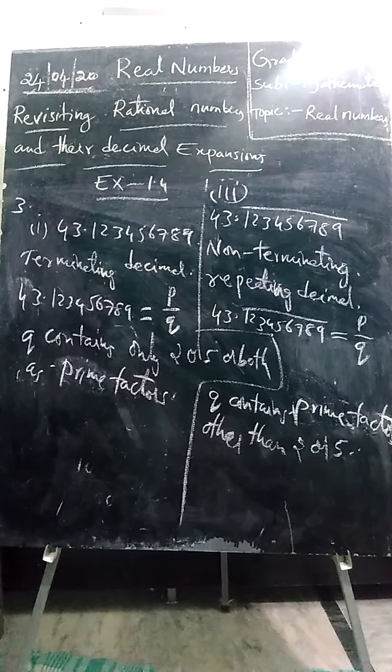So these are the concepts you will learn in real numbers. First one, Euclid's division lemma. Second, the fundamental theorem of arithmetic. Third one, revisiting irrational numbers. Fourth one, revisiting rational numbers and their decimal expansions, that is terminating, non-terminating, repeating. Even you learn about non-terminating, non-repeating decimal expansion also.